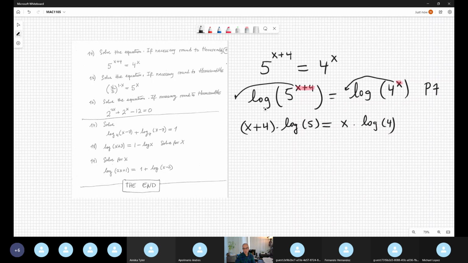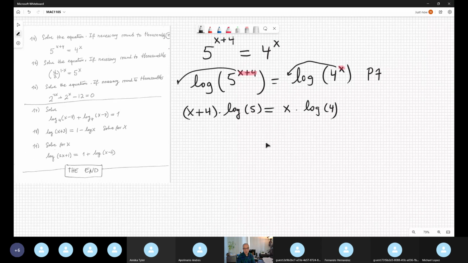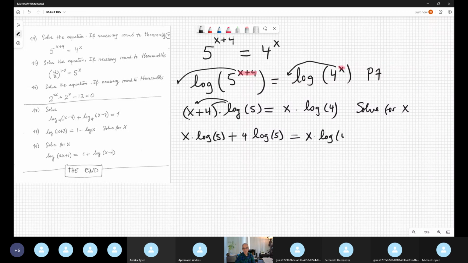So this equation is not exponential anymore, it's linear. Maybe it's confusing for you because we have logarithm of 5, but this is just a number we can compute in the calculator, so don't worry too much. Let's continue. My goal is to solve for x. So you distribute it. This is x multiplication logarithm of 5. Of course, standard, plus 4 multiplication logarithm of 5 again. Is equal to x times logarithm of 4.